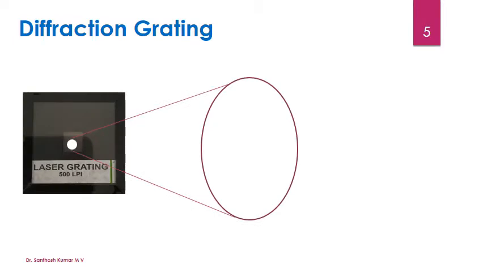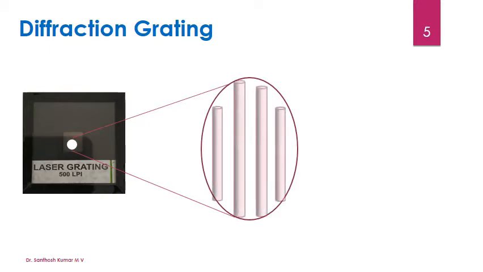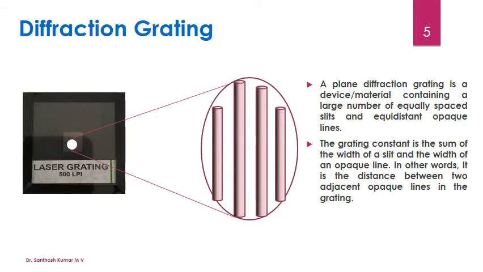You can see the diffraction grating in this slide. The diffraction grating has a small window which consists of a large number of equi-spaced slits and opaque lines. If you magnify the image taken at the window, we will see this kind of pattern. You can see a large number of equidistant slits and opaque lines.